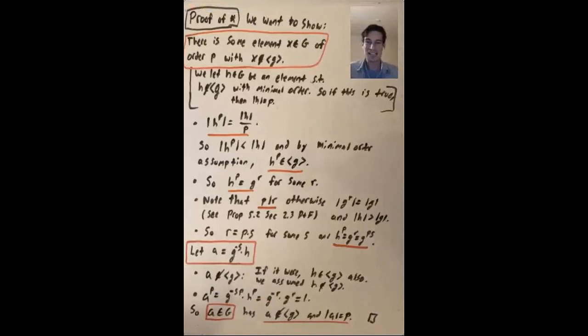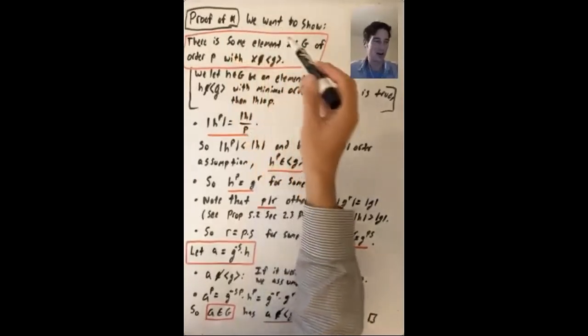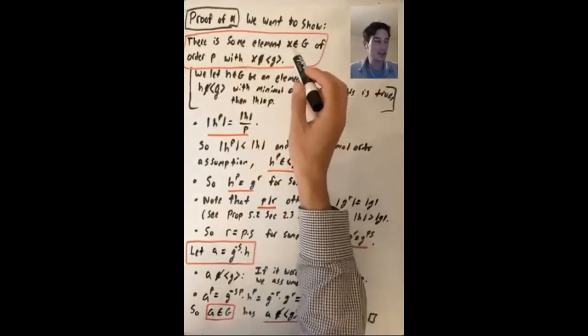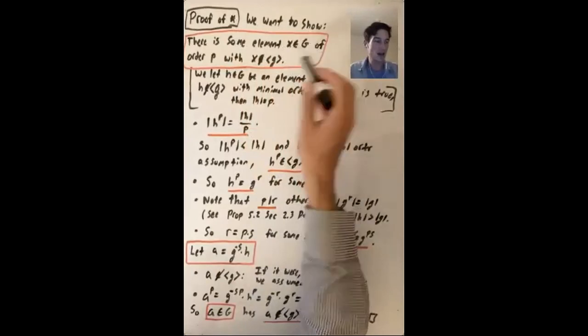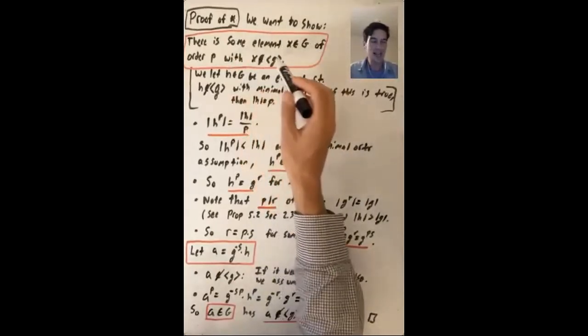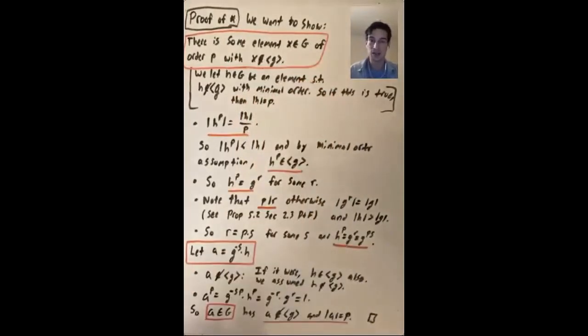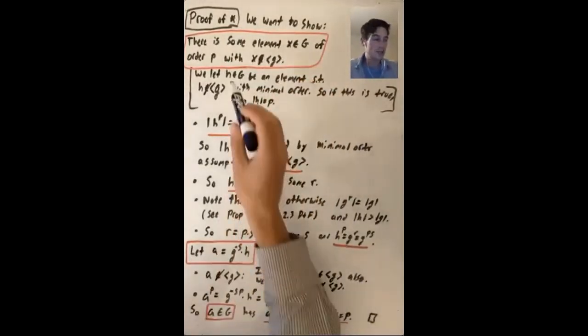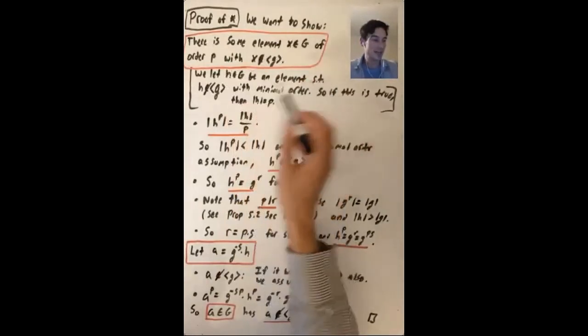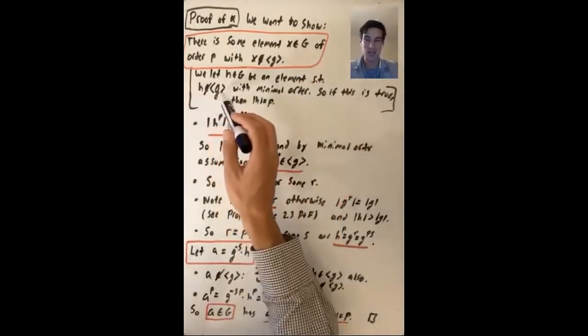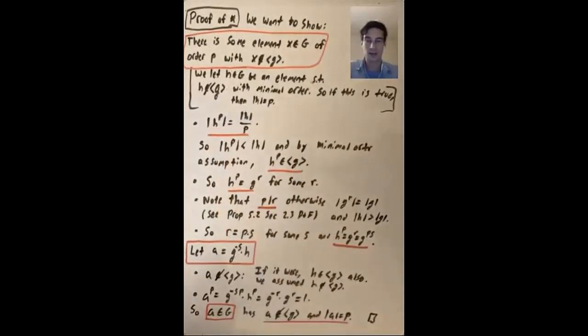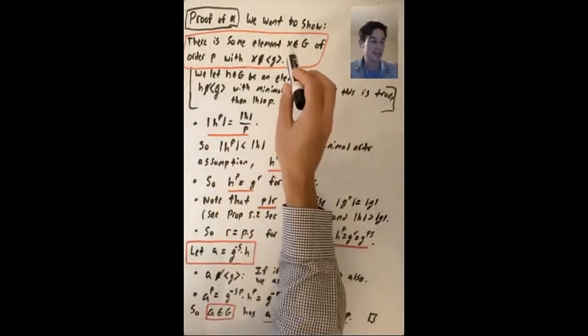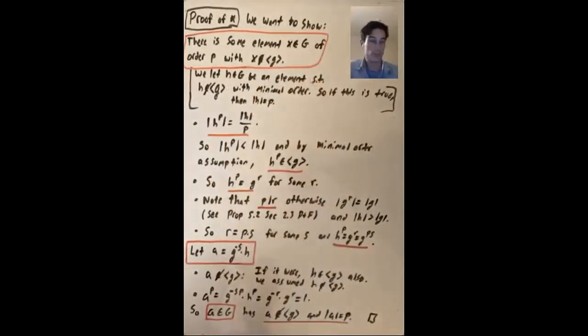Let's prove the last piece of this lemma. So all we have to show is this claim star. And the way we're going to do it is to show that there is some element x in G of order p where x is not in the cyclic subgroup generated by little g. So why is that enough? So we assumed that little h in G was an element such that h was not in the cyclic subgroup generated by g with minimal order. So if we can show that there's some element that's not in this cyclic subgroup that has order p, then this h must have order p by this minimality assumption.